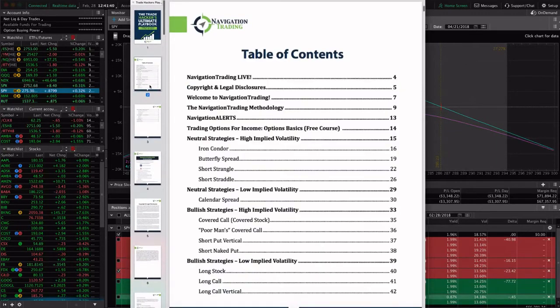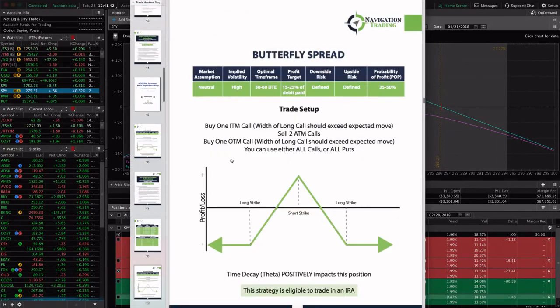And in this case, we're going to look at the butterfly spread. So a butterfly spread is similar to a straddle, except the difference is we're actually defining the risk. So our downside risk is defined. We know exactly what our risk is at order entry, as well as our upside.